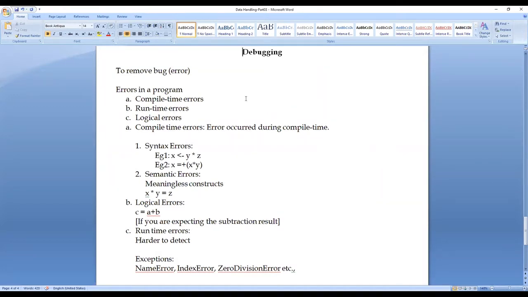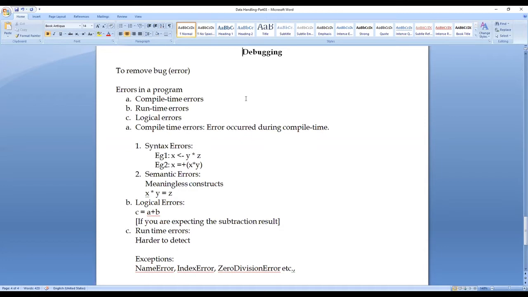Debugging means we are trying to remove the errors in coding when we type something erroneous. We will be making some mistakes, and these things have to be rectified. The mistakes which we make in program development, we categorize under three subheads, namely compile time error, runtime error, and logical error.